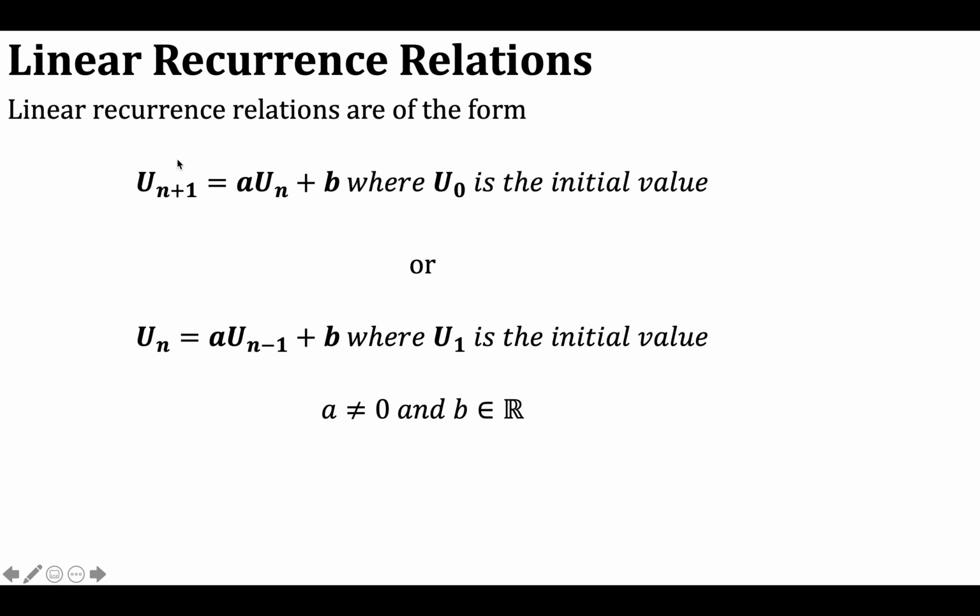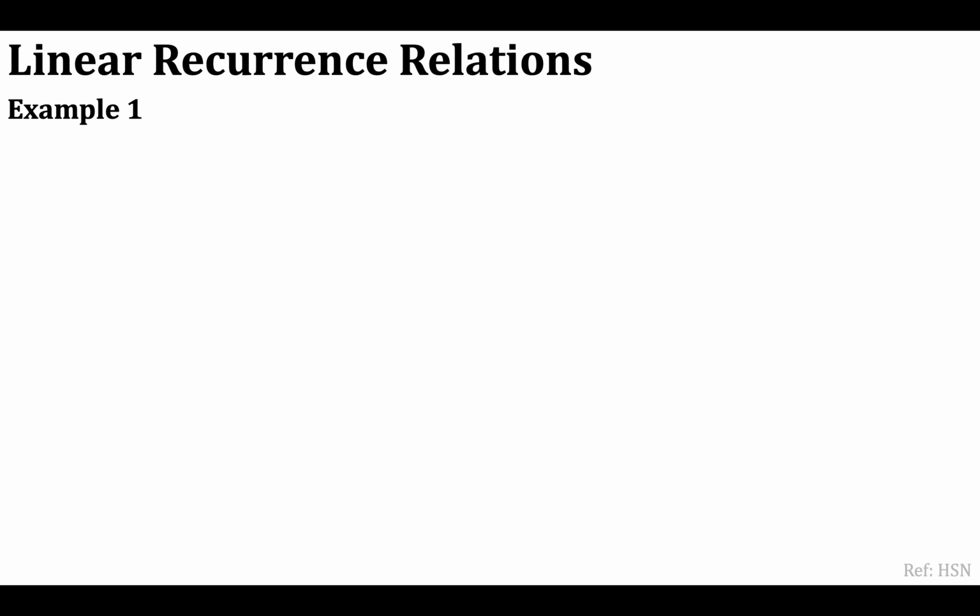u_{n+1} is the next term in the sequence, where u_n is the previous term. u_n is the next term in the sequence, where u_{n-1} is the previous term. So they both mean exactly the same thing. Let's look at an example.